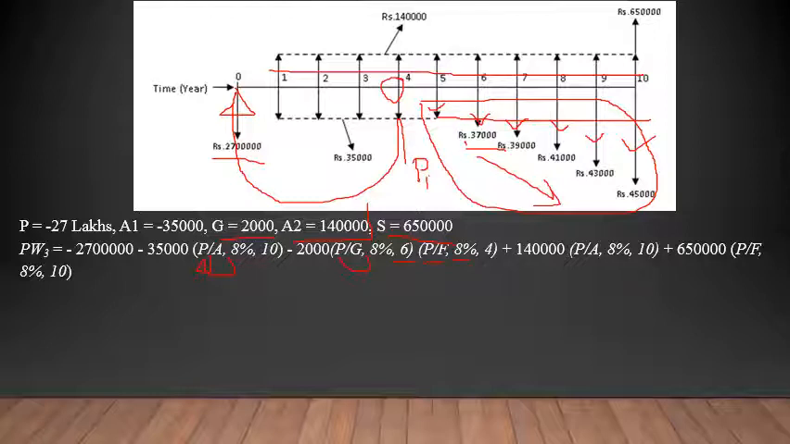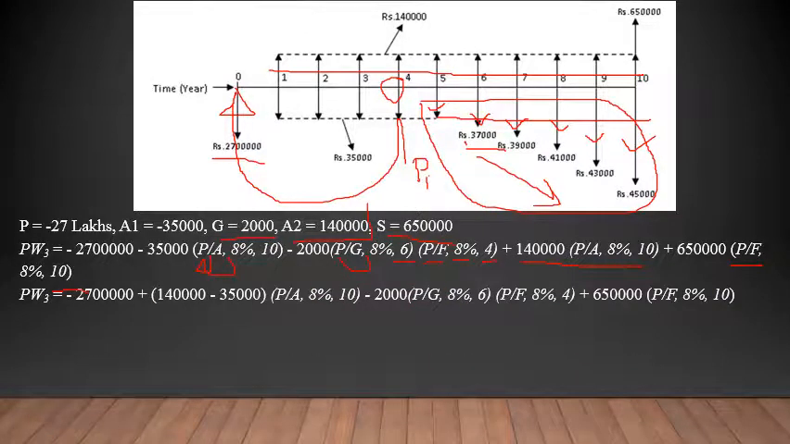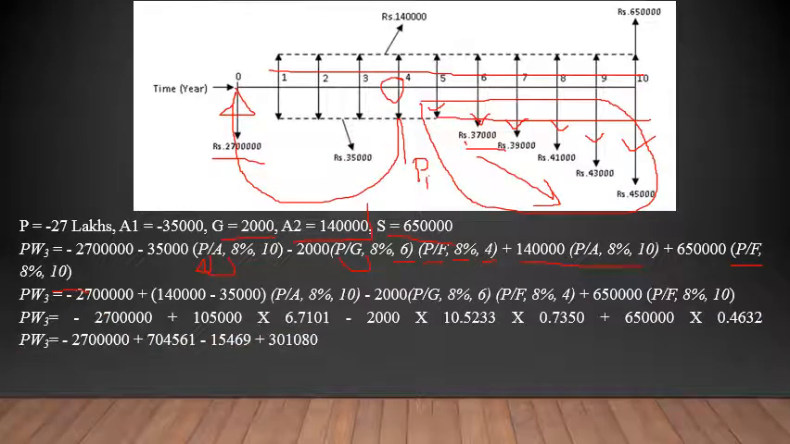How far is it situated? It is situated at a distance of 4. So P by F, 8, 4. Okay, then there is no doubt in this because there are 10 number of flows of A, and this is F, the future sum. It occurs at a distance of 10 years from now and hence N is equal to 10. Get the factor values from the table, substitute them, get the answer.